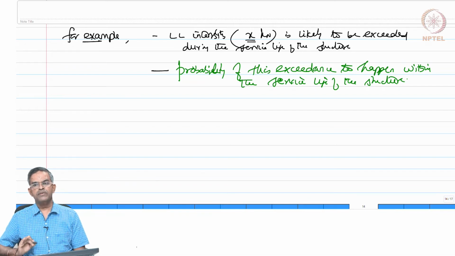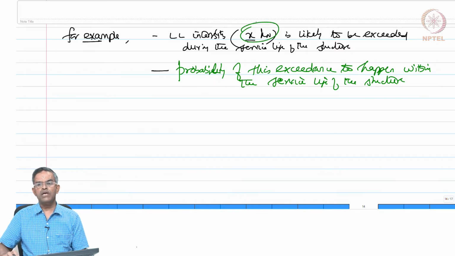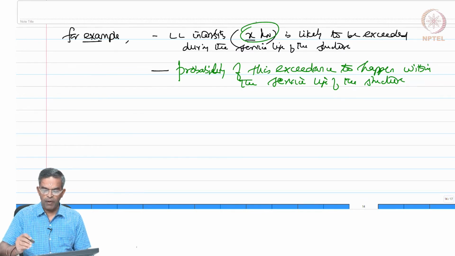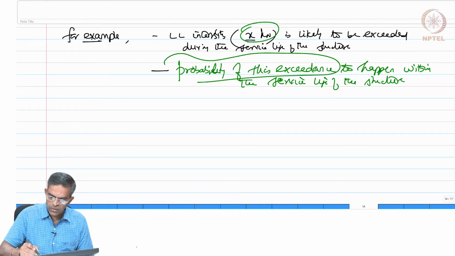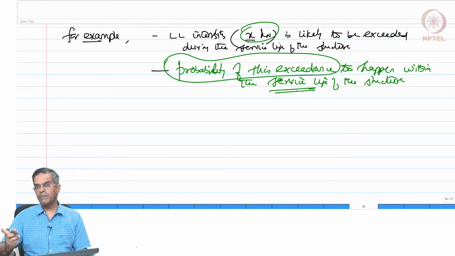In the whole design procedure, if you look carefully, we are not interested in quantifying the magnitude. We are choosing a magnitude and trying to quantify the probability of exceedance of that magnitude within the service life of the structure. So, there are two comparisons happening here. We always compare the chosen magnitude with the service life of the structure.